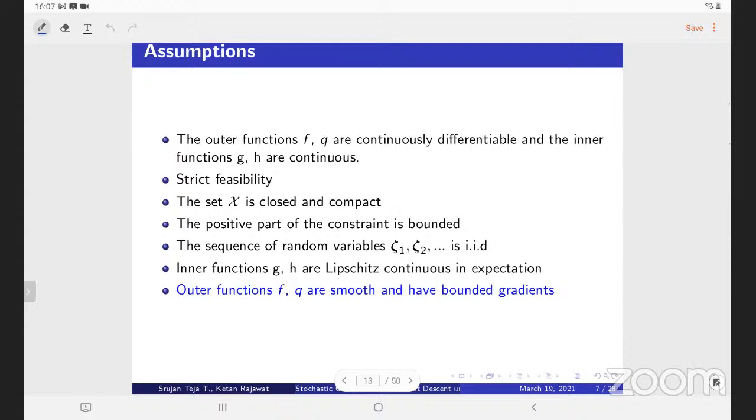And the set x is closed and compact. Another important assumption is this one: the positive part of the constraint function is bounded. Since we have taken this problem over this set x, it can be assumed. And the remaining assumptions are all standard.